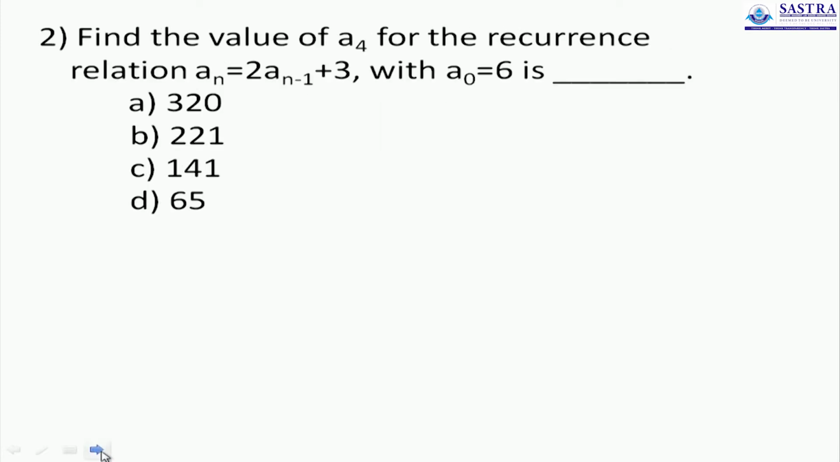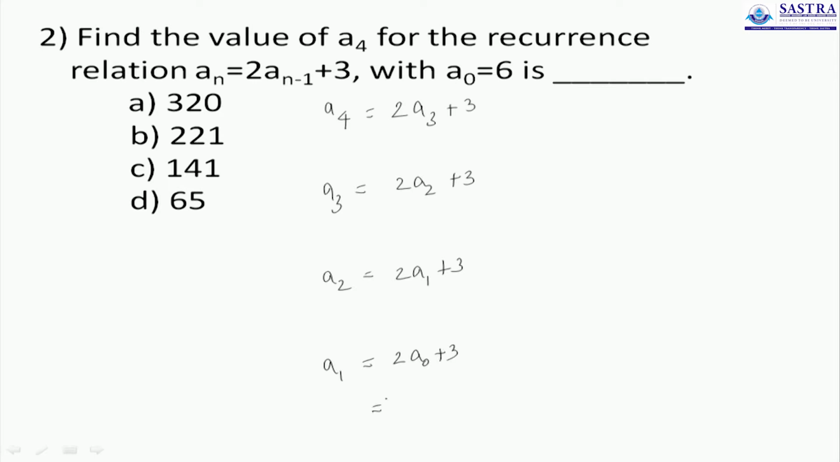Okay, now this is based on terms of the sequence. A sequence is being defined using the recurrence relation. a n is a n minus 1 times 2 plus 3, and you have the base condition a naught as 6. Now we are asked to find a4. a4 clearly is 2 times a3 plus 3. But you don't have a3. So what is a3? a3 is 2 times a2 plus 3. You don't have a2 either. a2 is 2 times a1 plus 3. You don't have that. But a1 is 2 times a naught plus 3.